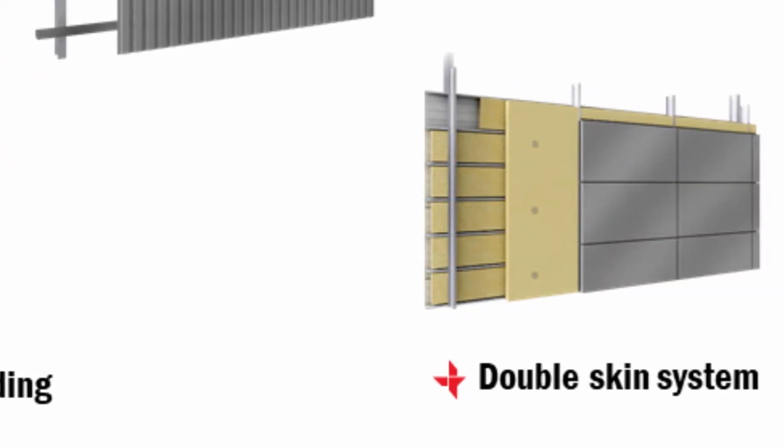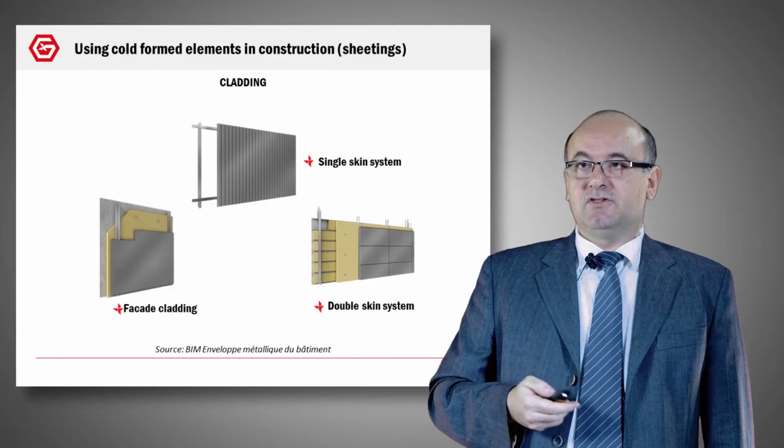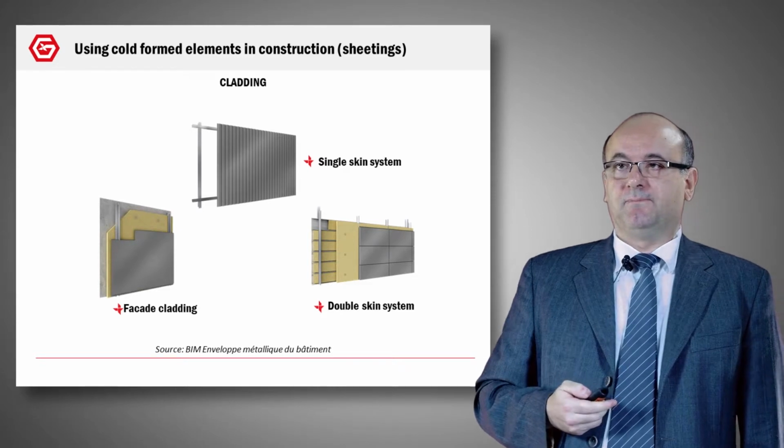On the right, it's a double skin system. The first skin can be carried out by liner trays. After, you have spacers, and these spacers can have a distance between them of 1 meter, 2 meters, 3 meters. We will see later that it's very important to take into account this distance. We have layers of insulation, and at the end, we have the external skin. So the cladding is the first type of use of the cold form profile.